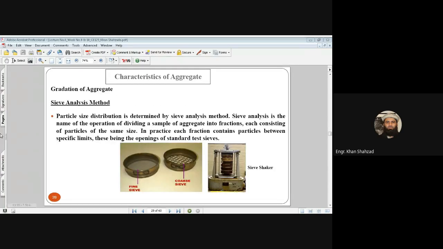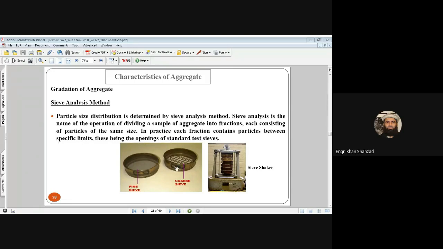Now, gradation of aggregates, how we can perform the gradation. So the sieve analysis method is normally used. Particle size distribution is determined by sieve analysis method. Sieve analysis is the name of the operation of dividing a sample of aggregates into fractions, each consisting of particles of the same size. In practice, each fraction contains particles between specific limits, these being the openings of the standard test sieves.